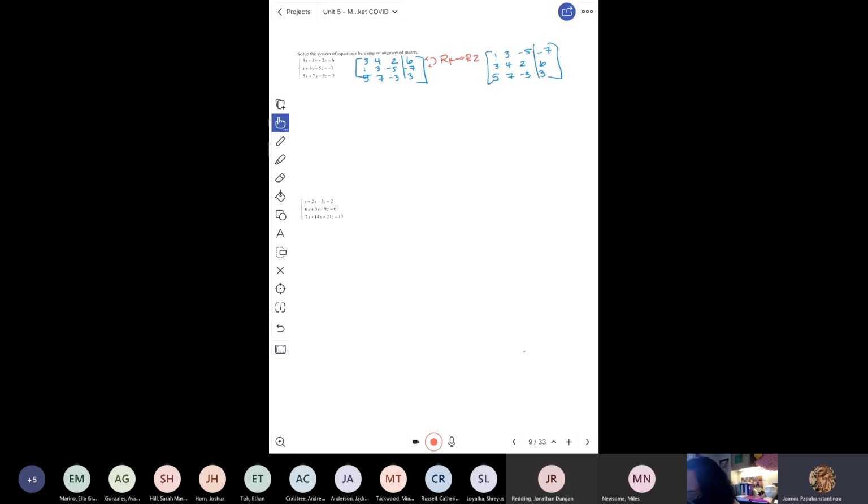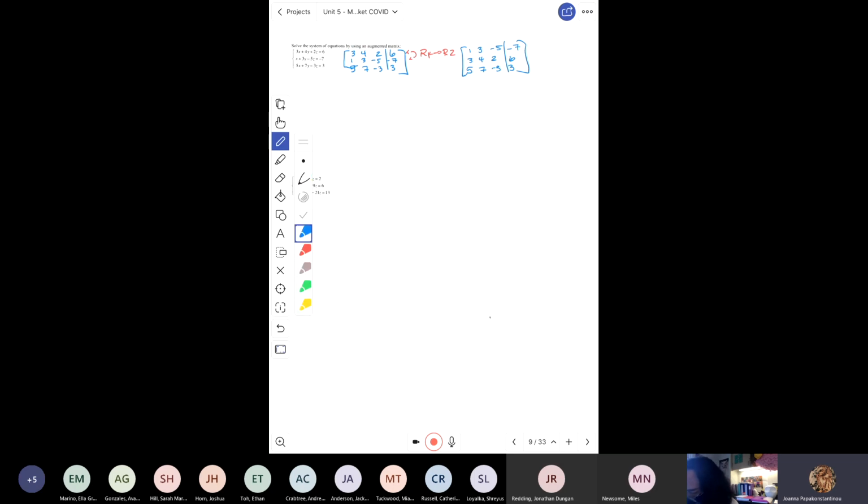That's fine. So I can do that. Now, that means I want what? I want a 0 here. You do want to try to start getting 0s underneath the main diagonals. Okay, so if I wanted to get a 0 there, what could I do? Well, I want to exploit this 1 because it's very easy to exploit that 1.